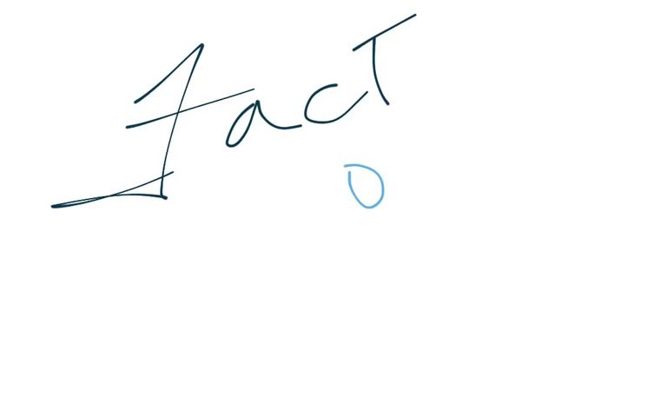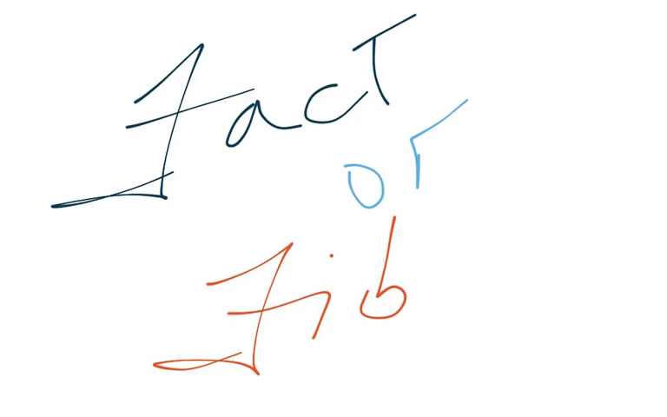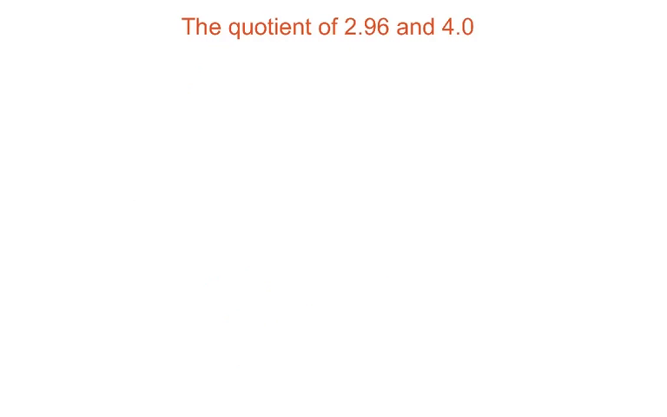Fact or fib. You guys see if I do this equation correctly. If I do, you can put fact. If I don't, you can put fib and explain where the error is. So we're going to find the quotient of 2.96 and 4.0.